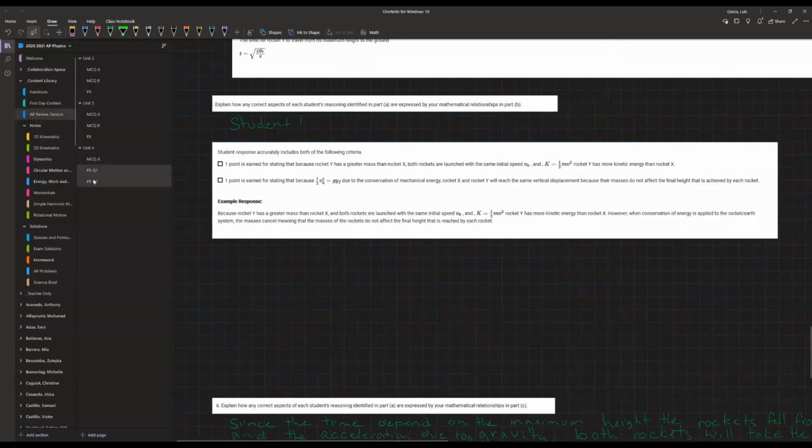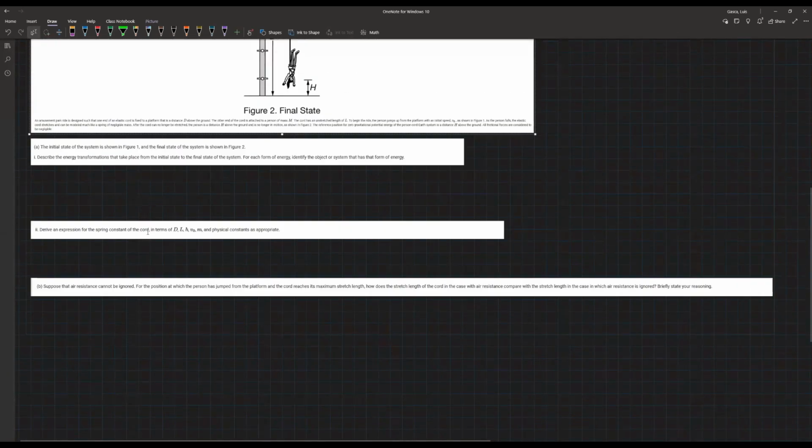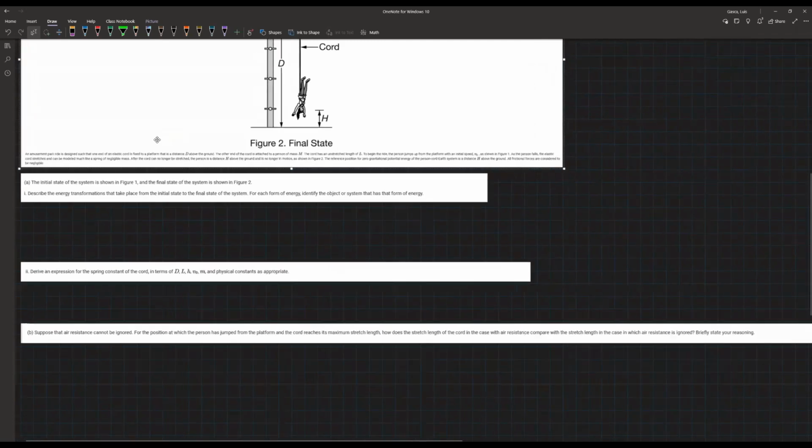Question number 2 is going to be a little bit faster. It's only 3 main questions. Wait, let me make sure. It's probably two main questions and then a subpart for one of them. Yeah, okay. All right. So let's go ahead and zoom in on this one.